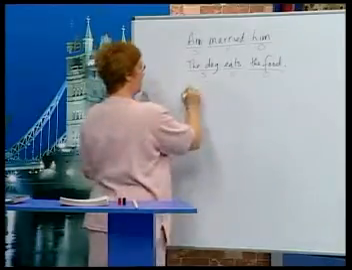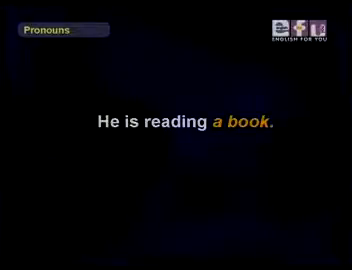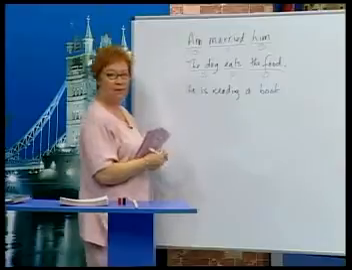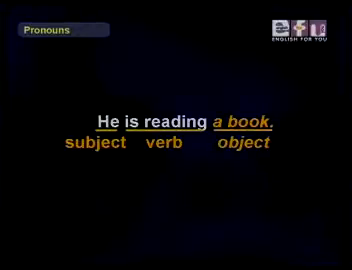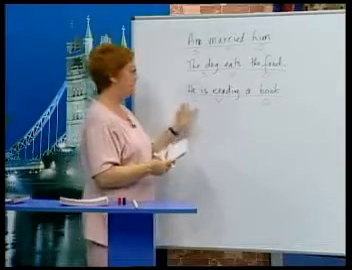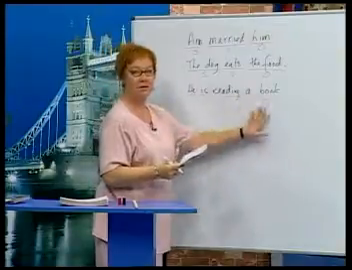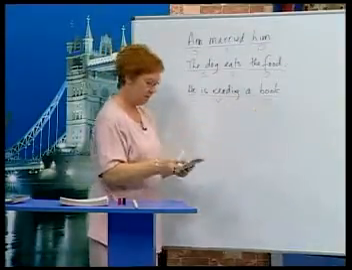And another one, he is reading a book. He is the subject. This is who we're talking about. Is reading, these two words are the verb, and a book is the object. Okay? He is reading a book. What is he reading? A book.